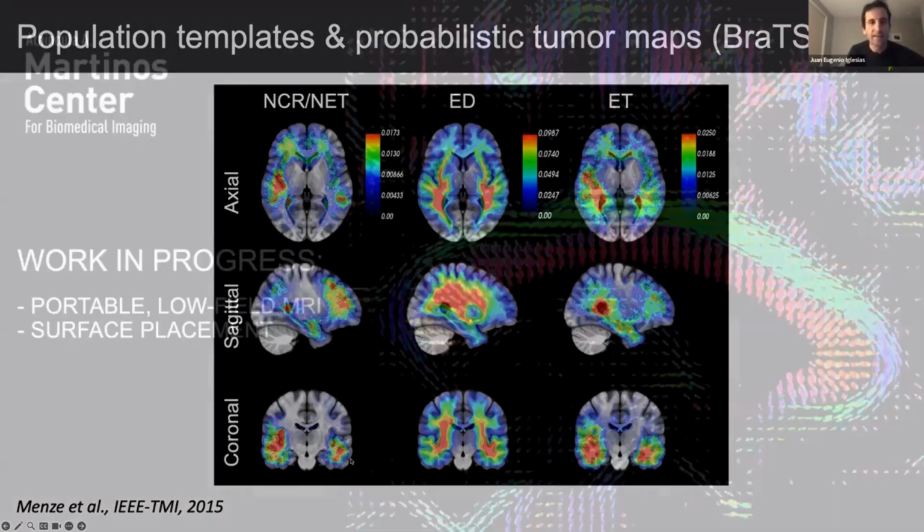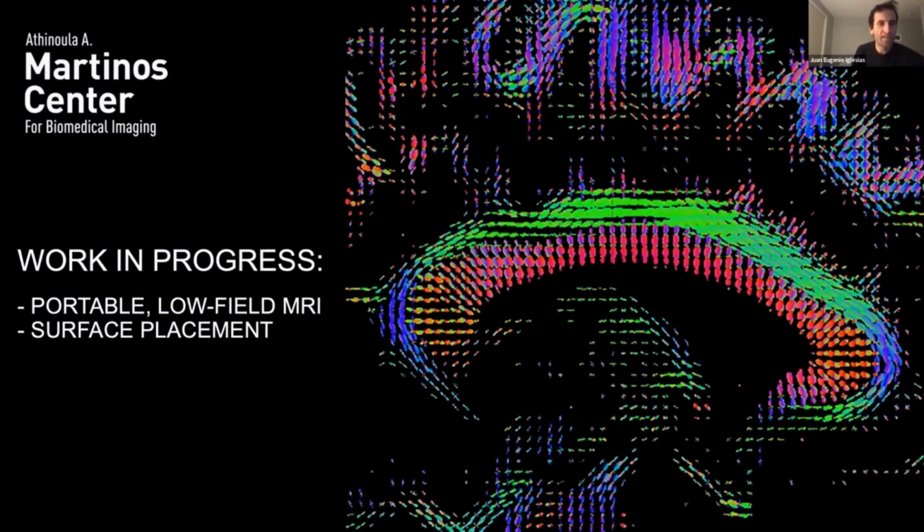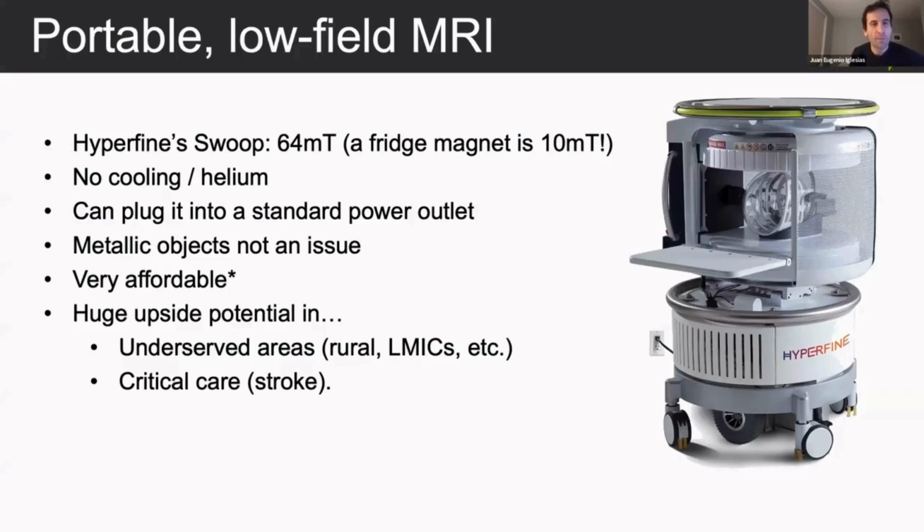And just to wrap up, I'm going to show you a bit of work in progress about portable MRI and surface placement. I don't know how many of you have seen the Hyperfine Swoop scanner. It has a permanent magnet, so 64 millitesla, which is, you know, a fridge magnet is somewhere between 5 and 10. So it's like 10 times stronger than your I Love Paris or I Love New York fridge magnet. Yeah, no helium, no cooling. You can just plug it into the wall.